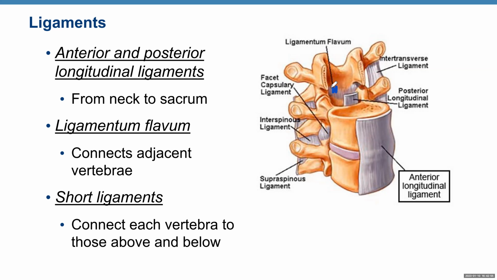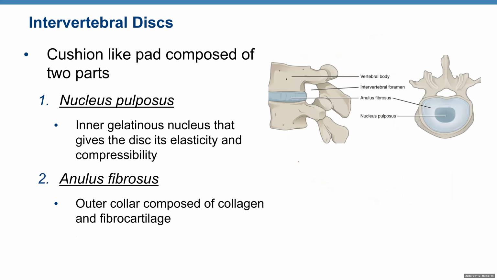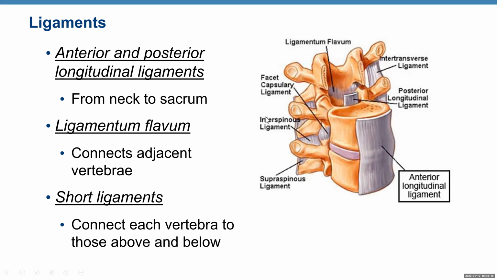Here you can see ligamentum flavum. And short ligaments. Short ligaments have different names, but they connect each vertebra to those above and below. Like this one, supraspinous ligament, I'm sorry, interspinous ligament, intertransverse ligament. They are all commonly called short ligaments.